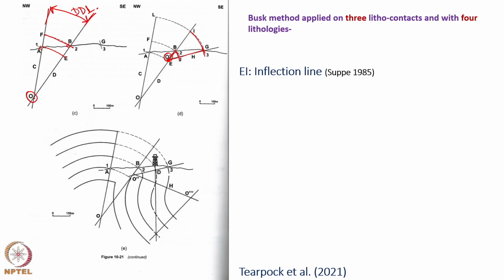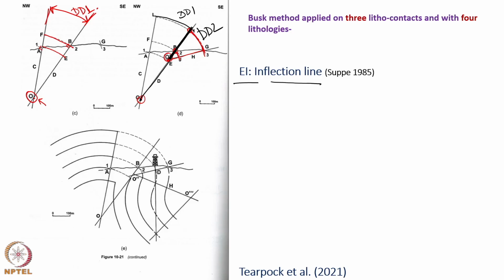Where this arc intersects, this point was marked, and where this arc intersects, that point was marked. Next, taking O as center and this distance as a radius, this arc was drawn. So, this defines dip domain 1 here and dip domain 2, and this is the contact between the 2 dip domains. This line is known as the inflection line.